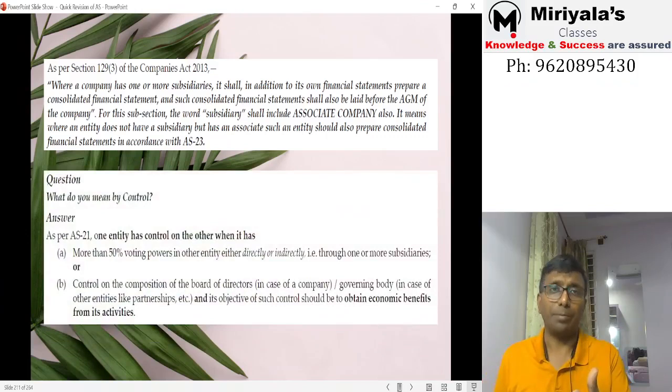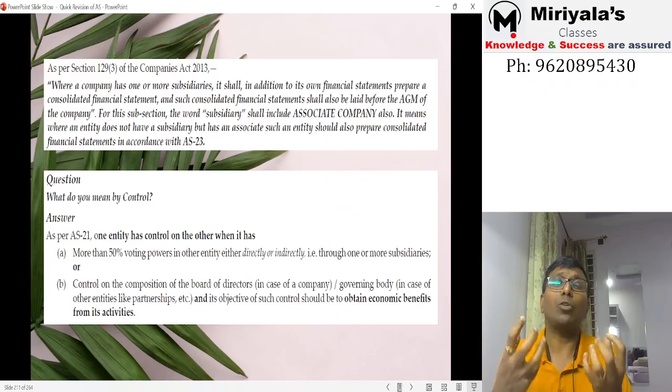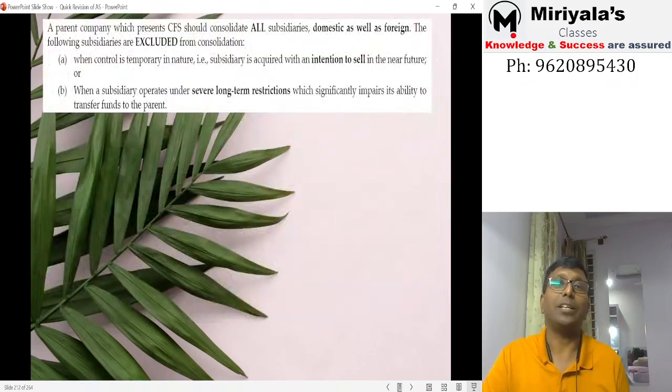Subsidiary is a company or any entity where our company has got control. What do you mean by control? Control means where we have got more than 50% of voting rights in the other company, or where you have got control of the board of directors' composition. I mean to say, without our permission, you cannot remove a board director or add another board director. Then you can say the other company is our subsidiary company.